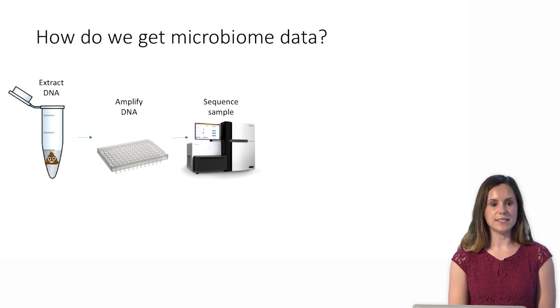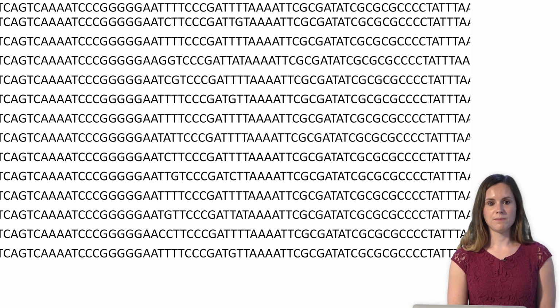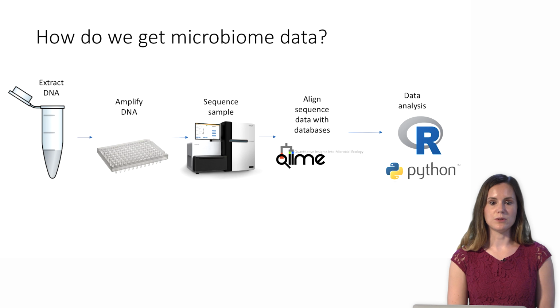Well, first we need to extract DNA from a sample. Then, once we've extracted the DNA, we need to amplify that DNA. And then we can sequence our samples with a machine like the one shown here. And what we get after we've sequenced samples are computer files that look like this. Lots and lots and lots of As, Ts, Gs, and Cs representing the bases that make up the DNA of the microbes in the sample. And once we have those DNA sequences, we can use computer software like one called QIIME, and then we can align those sequences to a database. And then we can do further data analysis in programs like R or Python.